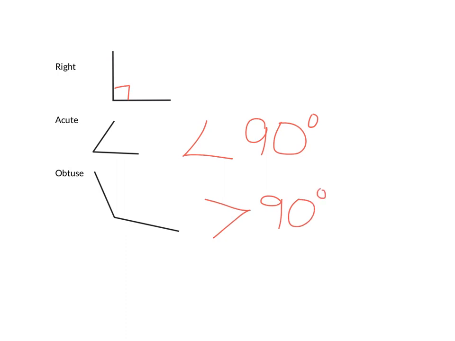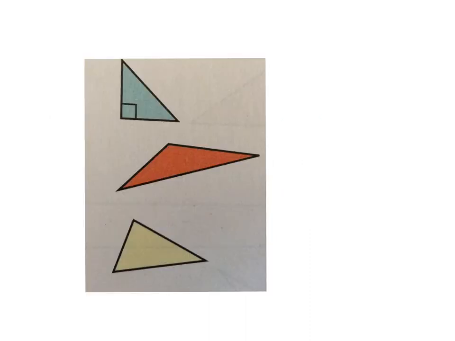We're going to use this information that we know about angles to identify different types of triangles. A right triangle has one right angle, which we show by drawing a small square at the right angle. An obtuse triangle has one obtuse angle. An acute triangle has 3 acute angles, 3 angles that are less than 90 degrees.